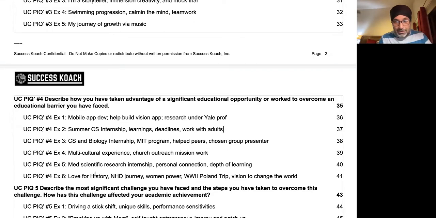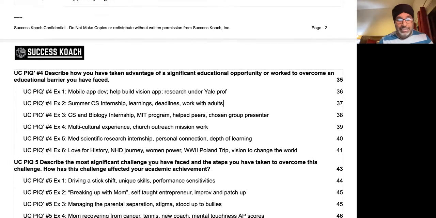This one is medical. This is actually Shreya, my daughter's one, where she wrote, actually two of them are from her. Medical scientist relationship, scientific research internship, personal connection. She talked about depth of the learning, where she talked about the fact that her stepdad was down with a particular type of cancer, and how, when she joined this internship, she wanted to learn how she can find cures to that. And that was a big one, right? There's a significant opportunity, and then she took it to the next level altogether.